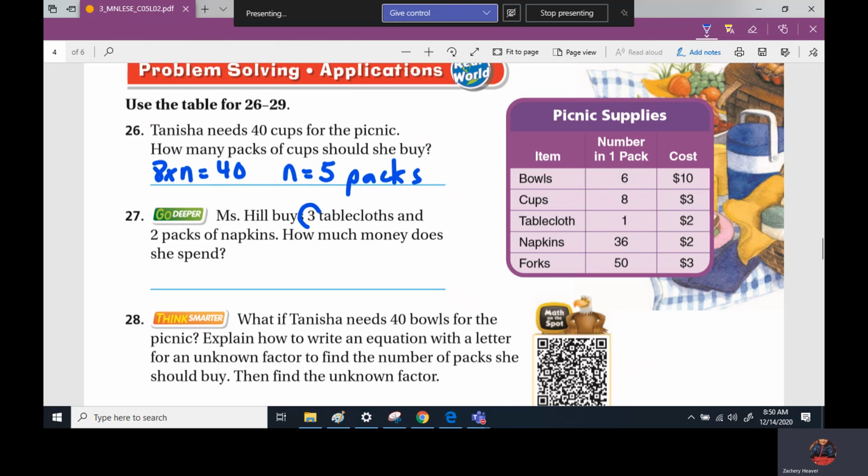Miss Hill buys 3 tablecloths and 2 packs of napkins. How much money did she spend? So a tablecloth is $2 apiece. So we have 3 times 2 equals 6. And 2 packs of napkins cost $2, so 2 times 2 equals 4. Now we've got to take how much money she spent: 6 plus 4. $10.